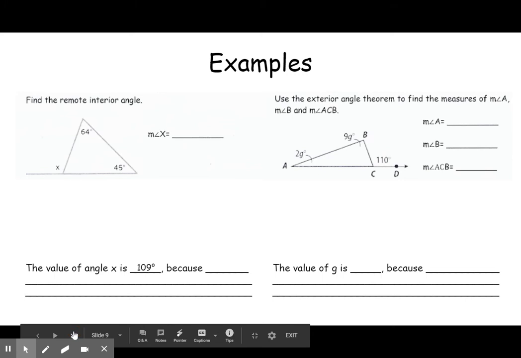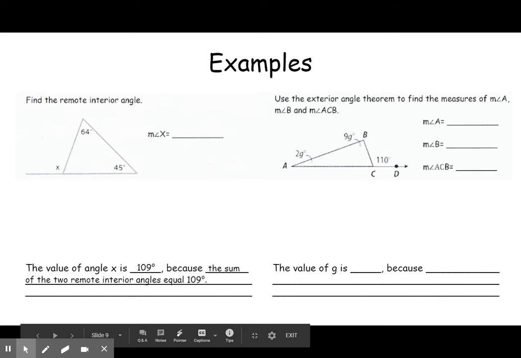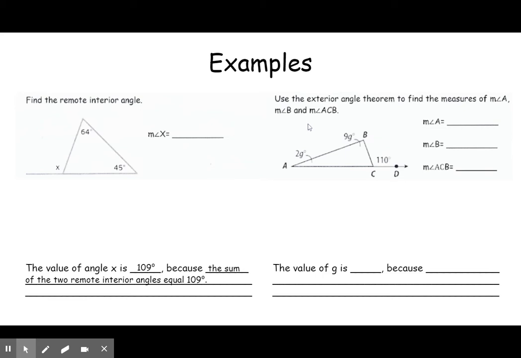At the bottom, it says the value of x is equal to 109 degrees because the sum of the two remote interior angles equals 109. Again, all I did was add up my two remote interior angles. All right, let's look at this one. Use the exterior angle theorem to find the measures of angle A, angle B, and angle ACB. Angle ACB is this angle right here.